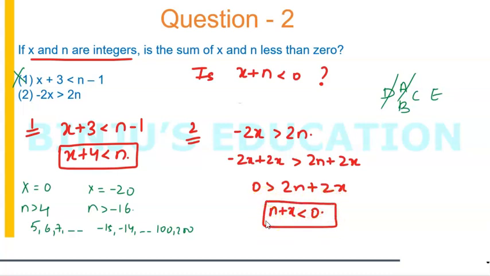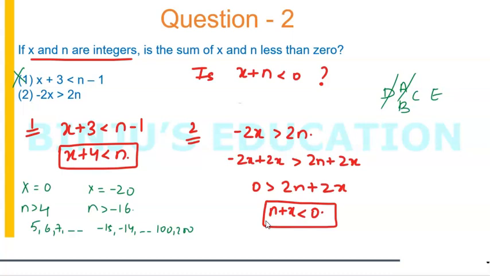It's basically about how you interpret and understand a question. Take a couple of seconds, read the question carefully, and think about what operation you are supposed to use, and then move forward. When I saw that minus 2x is greater than 2n, the first thought that came to my mind was that I need both x and n on the same side of the inequality. So I simply added 2x on both sides, and I got n plus x is less than 0.